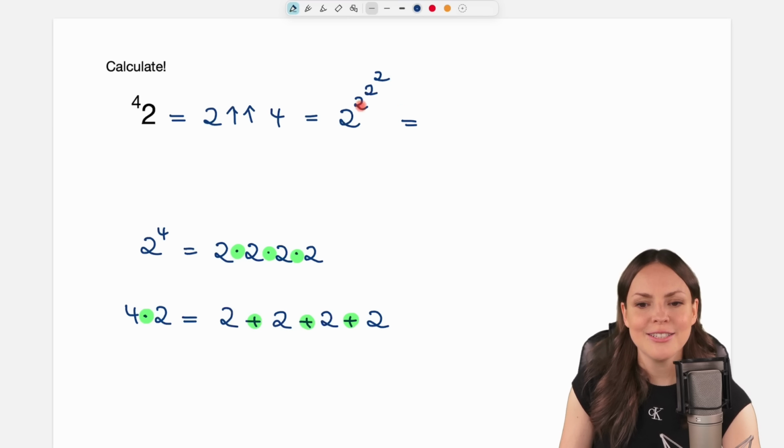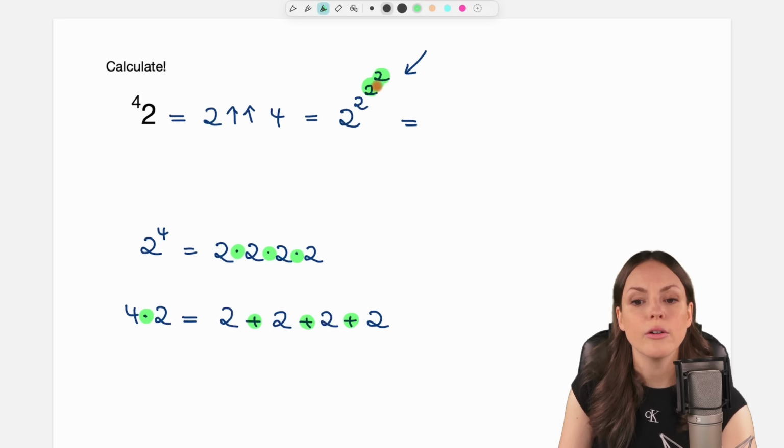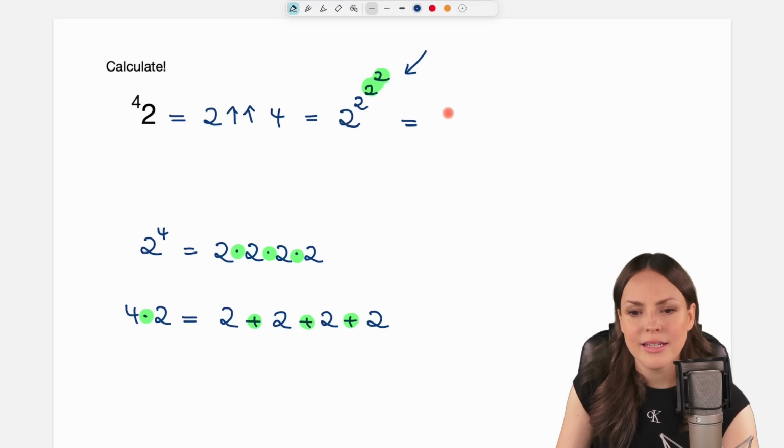Okay, but now let's calculate this beautiful power tower that we have here. The rule is that you always have to start from the right side. So if there are no parentheses in here, usually you might see parentheses, then you have to start with the parentheses. But if there are no parentheses at all, the rule is to start from the right. So we have to start with 2 to the power of 2 here first, and 2 to the power of 2 is equal to 4.